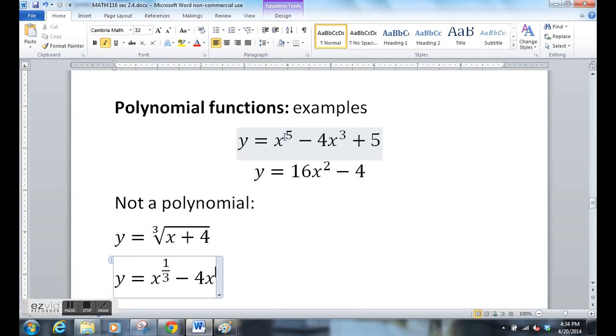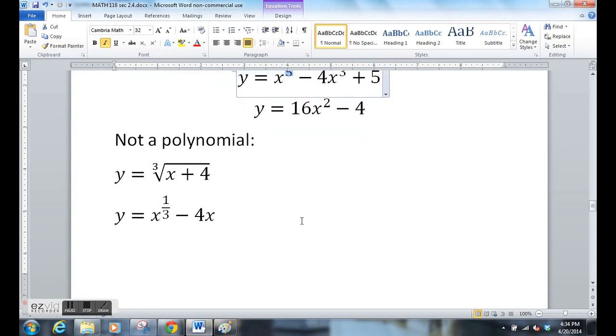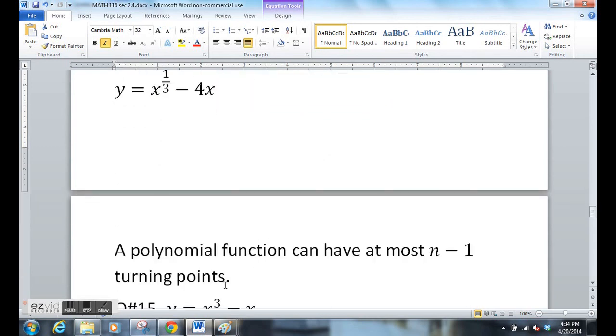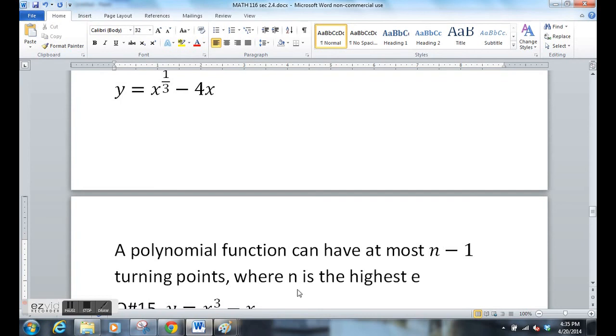So you basically are just sticking with these polynomial functions. So it's anything raised to the 5th, to the 6th. As long as this exponent is a whole number, an integer, then you're going to have a polynomial function. And the reason we talk about polynomial functions is they have this nice graphing property that a polynomial function can have at most n minus 1 turning points, where n is the highest exponent, like that.